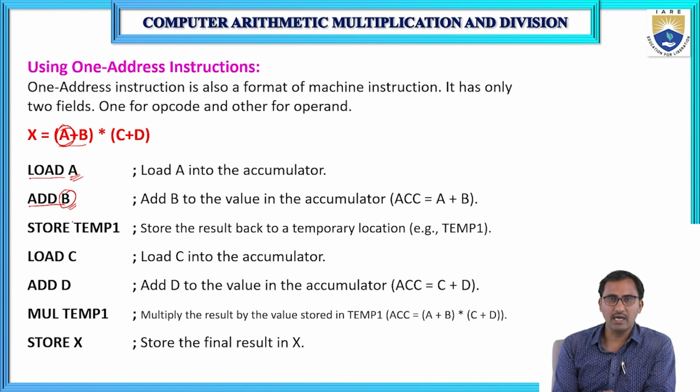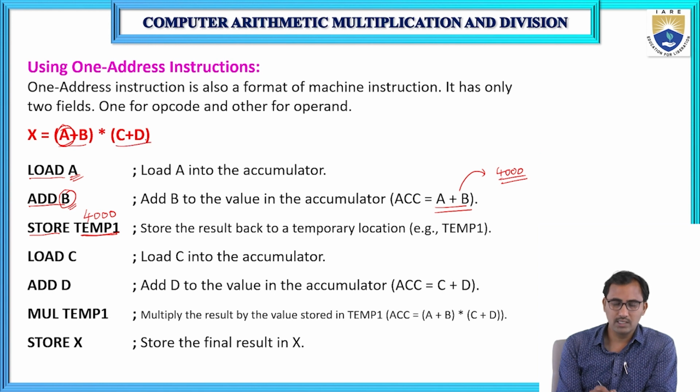Okay, and after that, once I got the sum of a plus b, I'm storing it somewhere in the memory. So store temp1. temp1 is the name of a memory location. Suppose this temp1 is 4000, that means my sum result, a plus b, will be stored in the memory location 4000. So in 4000 I have my sum result.